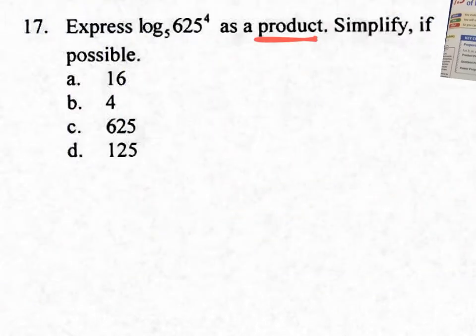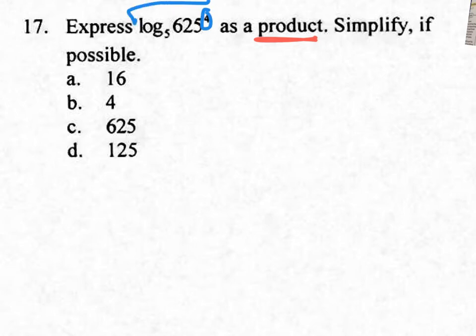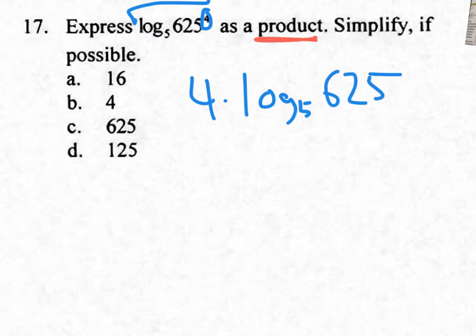So in this case, we're going to take the power of 4 and bring it down right in front of the logarithm. So we're going to have 4 times log base 5 of 625. So it says express it as a product. Well, right here we are expressing it as a product. Product means multiplied. So we really do have 4 times log base 5 of 625. And you're probably thinking, wait a minute, why isn't that the answer here?